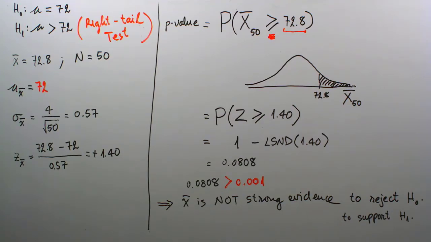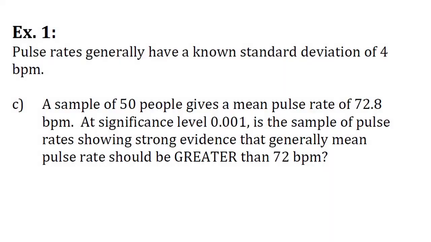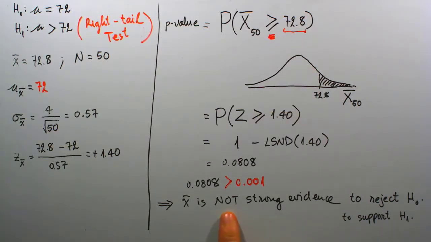And so, looking back at the question, ultimately the question is written as a yes or no question, asking: is the sample of pulse rates showing strong evidence? Just now we have concluded that our sample is not showing strong evidence. So the answer to the question this time is no.